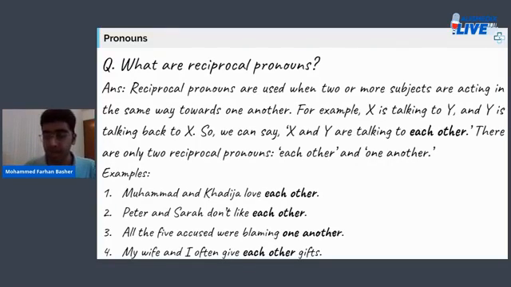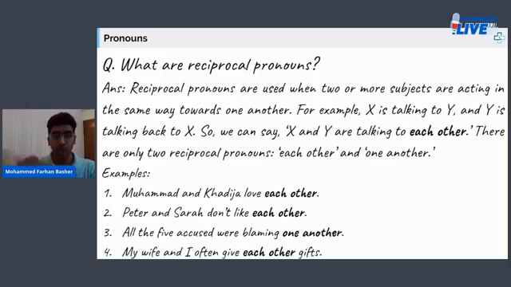Let's take a look at the examples here. Muhammad and Khadija love each other. Peter and Sarah don't like each other. All the five accused were blaming one another. My wife and I often give each other gifts.